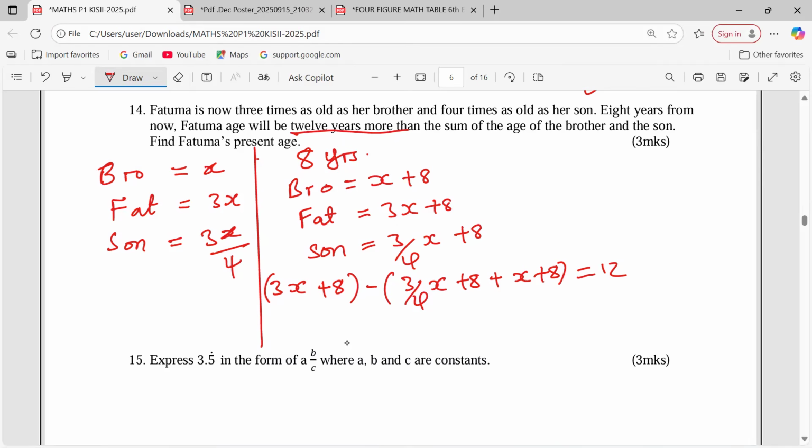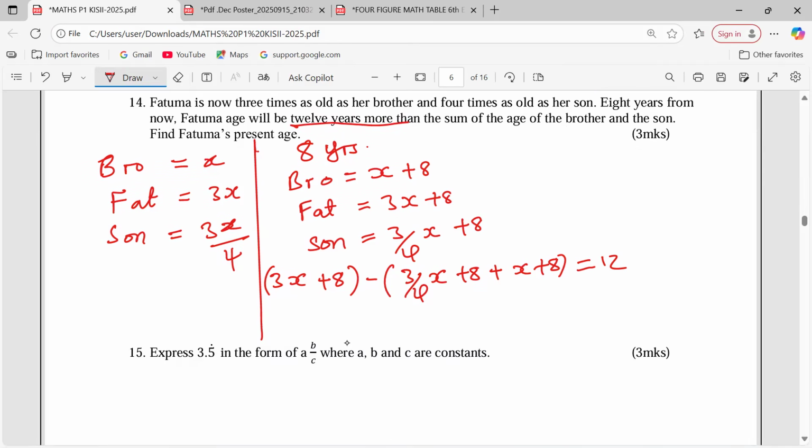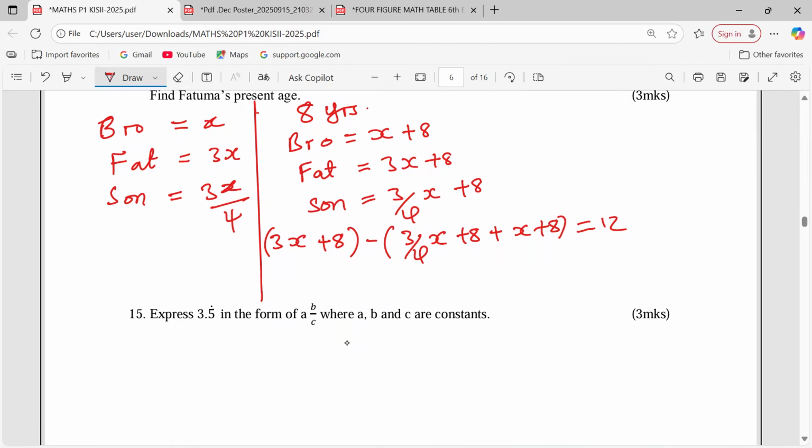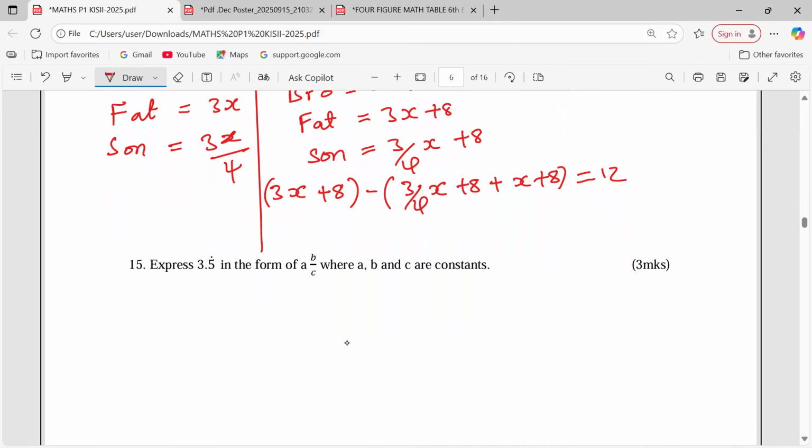When we take Fatuma's age 8 years from now, we are saying that Fatuma will be 12 years more than the sum of the age of the brother and the son. So that's a very clear interpretation: 3x plus 8 minus (3/4 x plus 8) minus (x plus 8) equals 12.